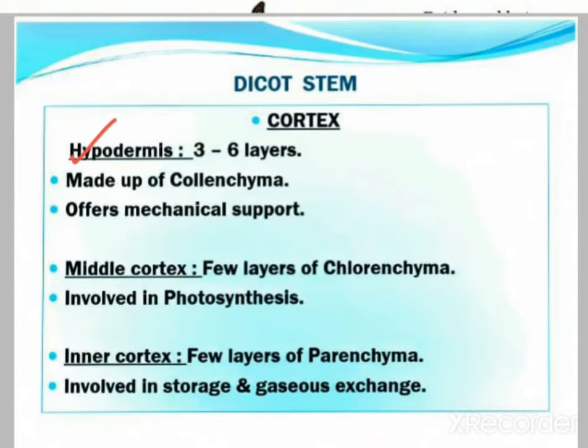First, hypodermis. It is 3 to 6 layered, made up of collenchyma cells. It offers mechanical support to the stem. Next, middle cortex. Few layers of collenchyma forms the middle cortex. It is involved in photosynthesis. Third, inner cortex. A few layers of parenchyma forms the inner cortex of stem. It is involved in storage and gaseous exchange.